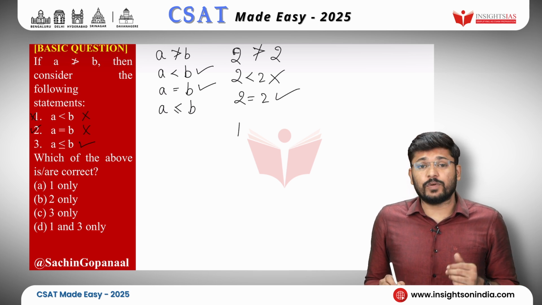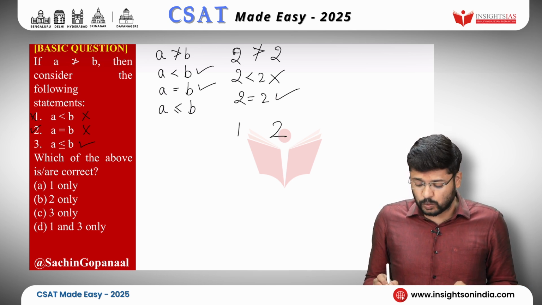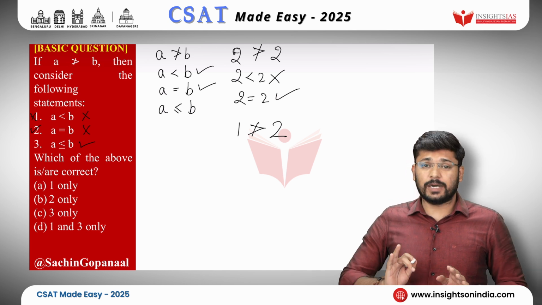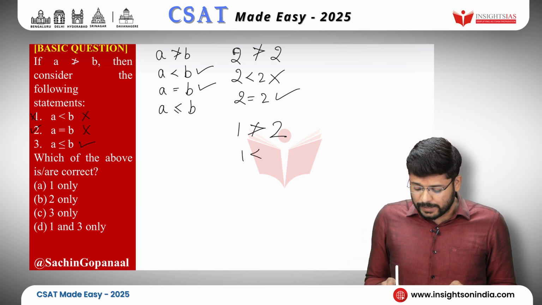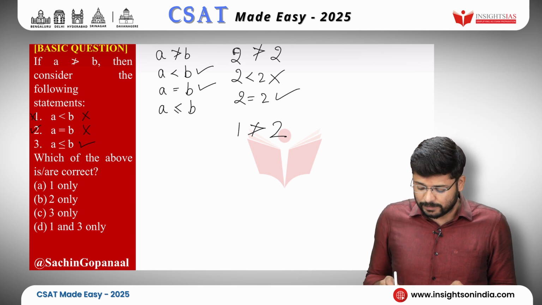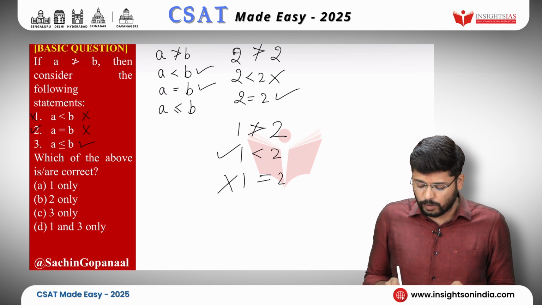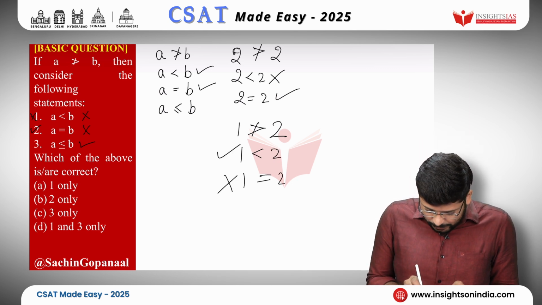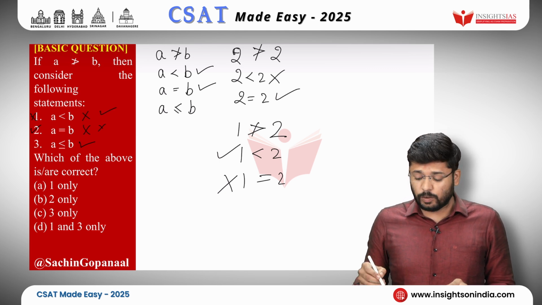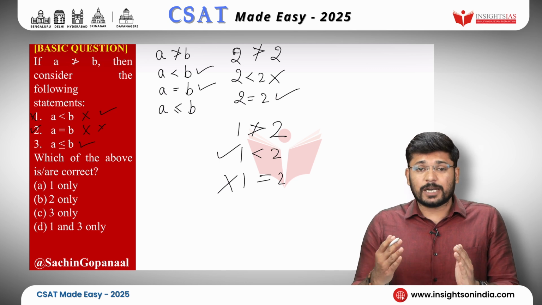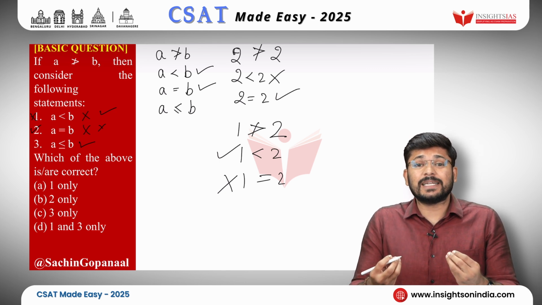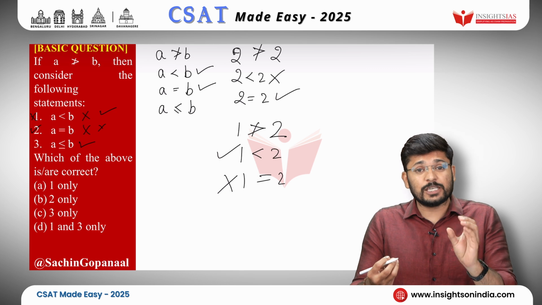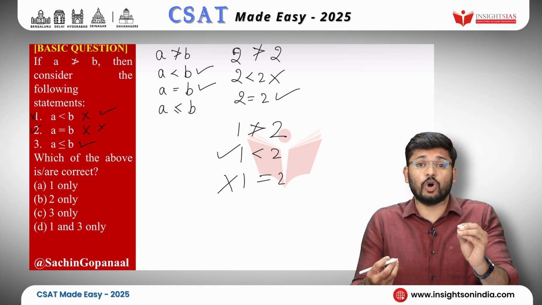Let's take the value of A as 1 and the value of B as 2. 1 is not greater than 2, right? Yes. Is 1 less than 2? Yes. Is 1 equal to 2? No. Here, statement 2 failed, but statement 1 passed. So statement 1 and statement 2 are possibilities, but they are not always true. In specific conditions, they can be true, but they are not always true.